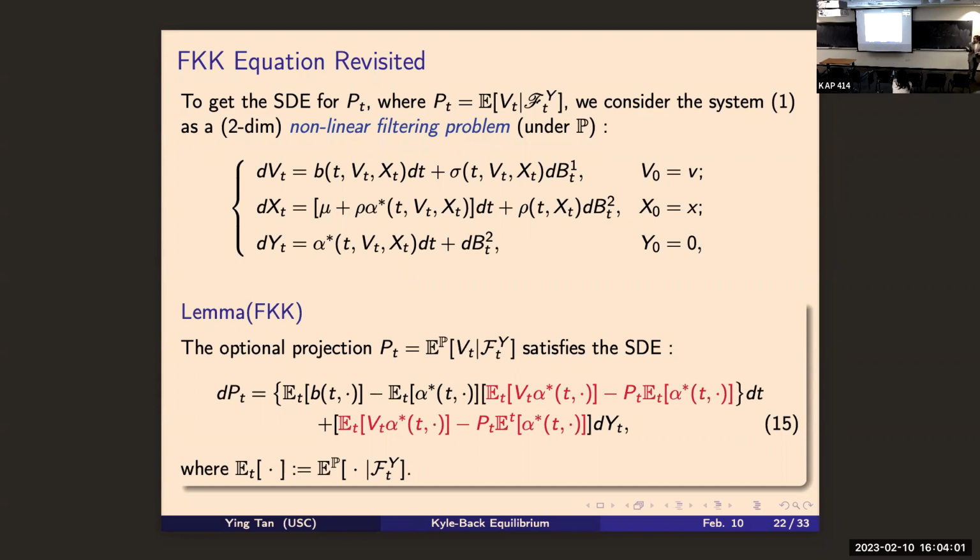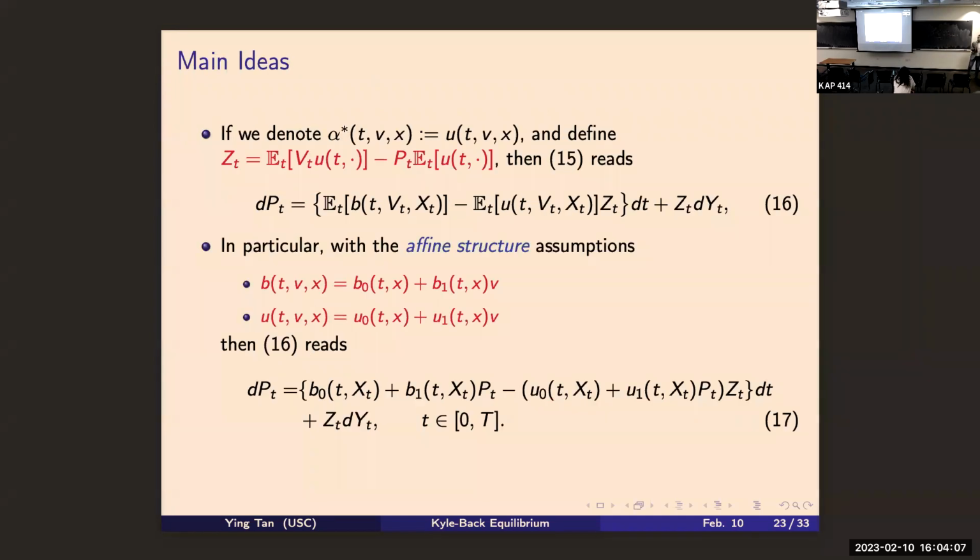But in this SDE, we have random coefficients. So we make another assumption. We assume the drift for V and the strategy u, since now we denote the alpha star to be the little u. Because everything is Markovian, this is deterministic. So u is a deterministic function, and this function has the affine structure. If we have those affine structure assumptions, we can simplify the SDE for the market price P, and everything is deterministic now. There are no random coefficients in this SDE, and this is superlinear.